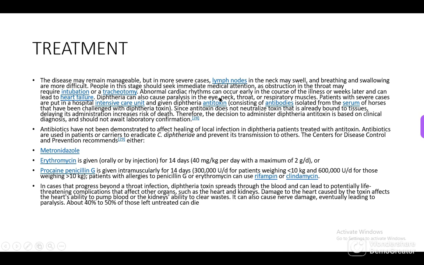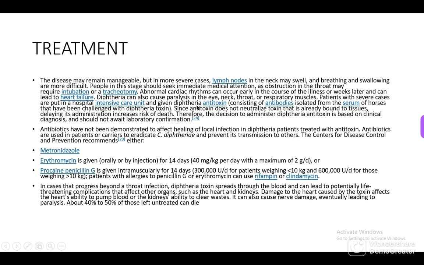It is called paralysis of the eye, the neck, the throat, and the respiratory muscles. It can cause this. In this condition, you have to go to the intensive care unit. You have to give ventilation. You have to use ventilators to save this patient.